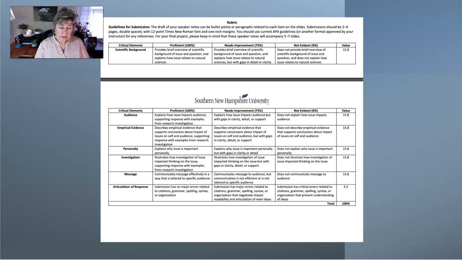Okay? So here is what I would suggest. Here's the rubric for putting together these speaker's notes. You are going to make 5 to 10-ish slides. You ought to have one slide for each of these sections except that articulation or response. So you should have a slide on the scientific background. Now take a look at what you need to include on this. Provides brief overview of scientific background of issue in question and explains how the issue relates to natural sciences.